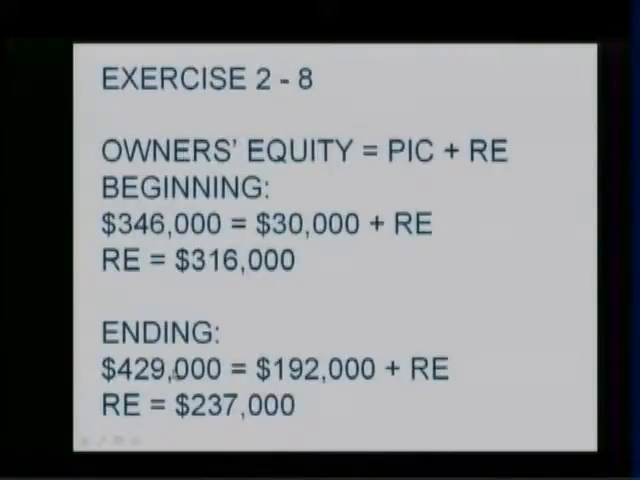Now, I know the beginning and the ending owner's equity amounts. I also know that owner's equity is equal to paid-in capital plus retained earnings. So at the beginning of the year, my owner's equity was $346,000. My paid-in capital was $30,000. By solving that equation, I can find out that my beginning retained earnings was $316,000. I also know that at the end of the year, my owner's equity was $429,000, and that my paid-in capital was $192,000. So all I have to do is solve for retained earnings of $237,000.